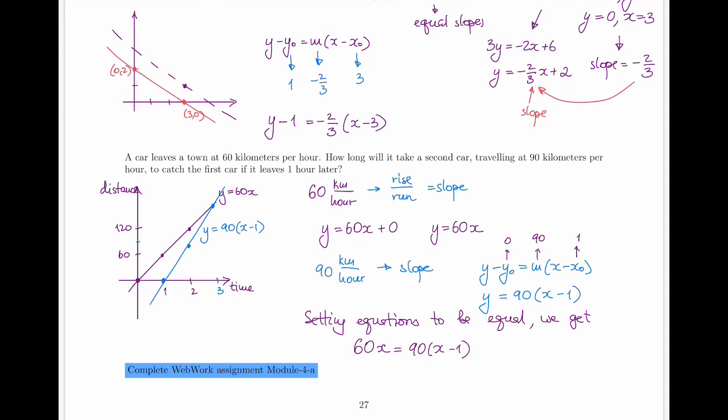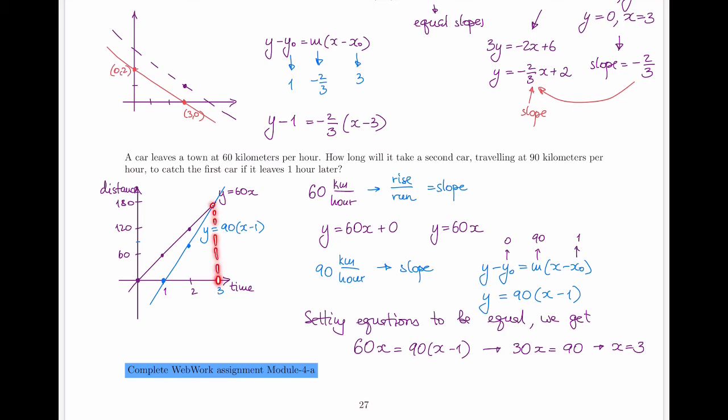And this is a simple linear equation. I only see x's to the power of 1. So I can open up the brackets, move things around, and I will get 30x equals 90, or x equals 3. I've computed the value for x, which is in this case the time.